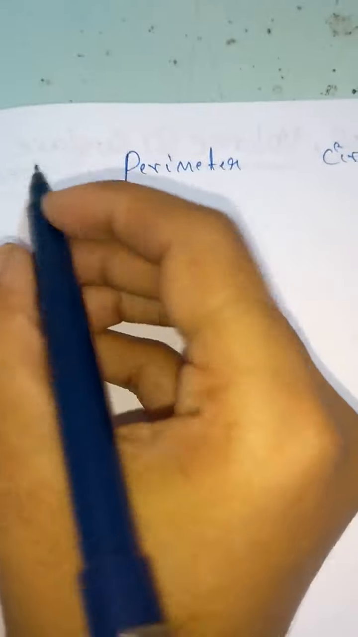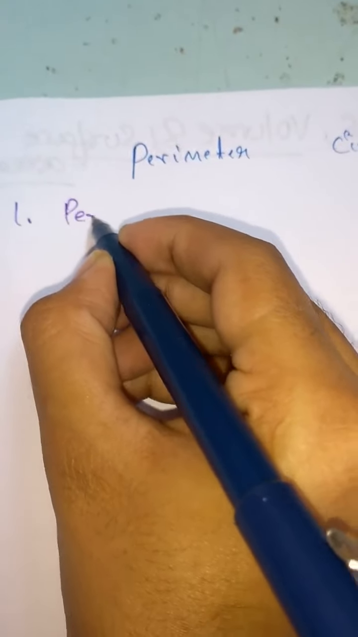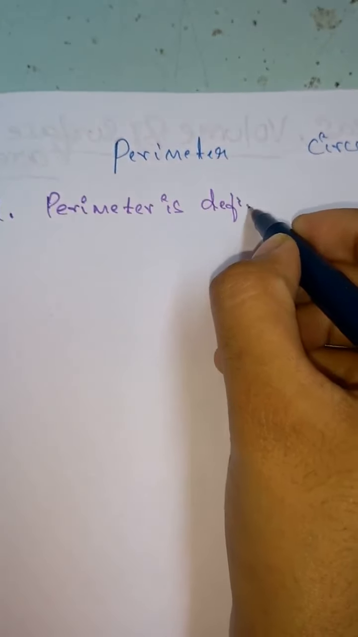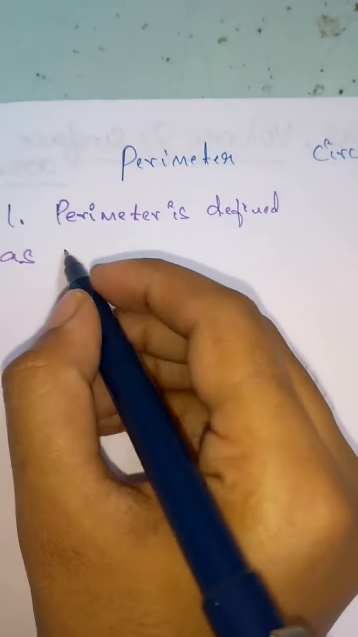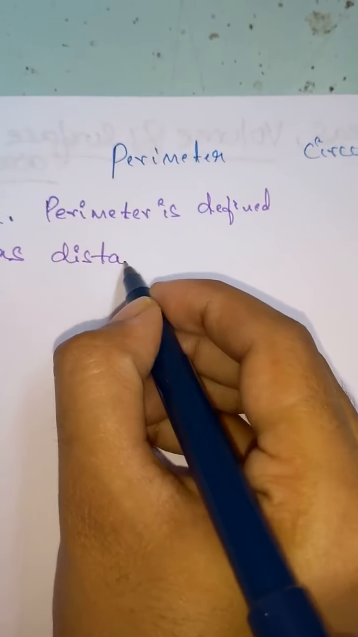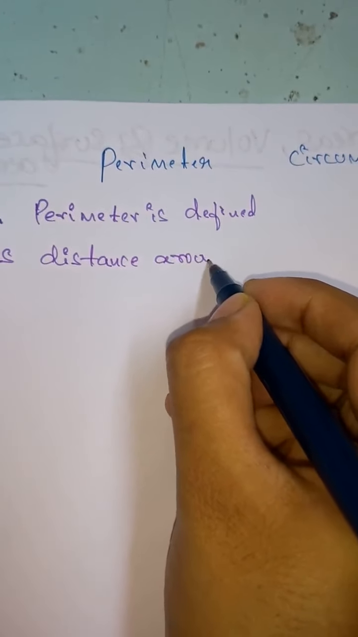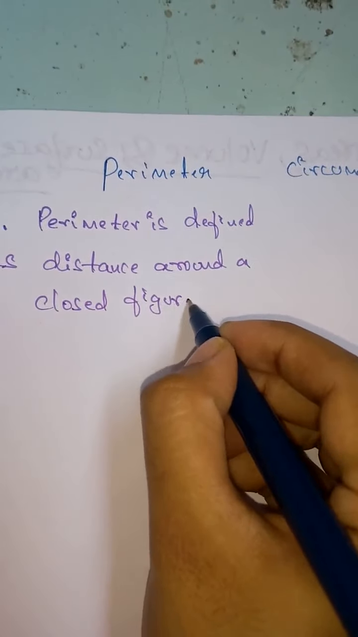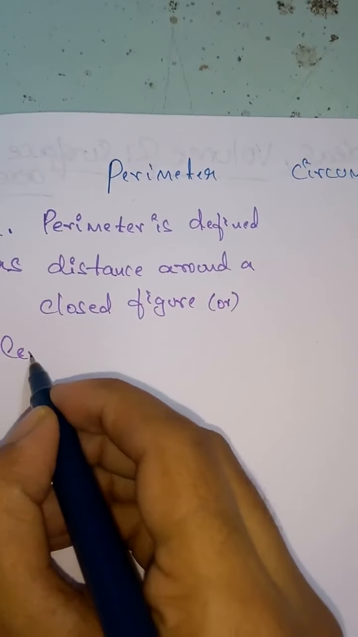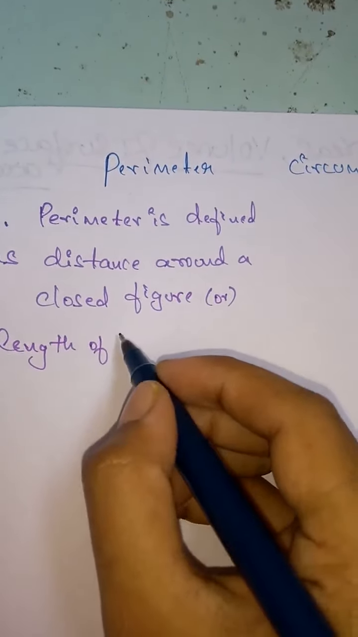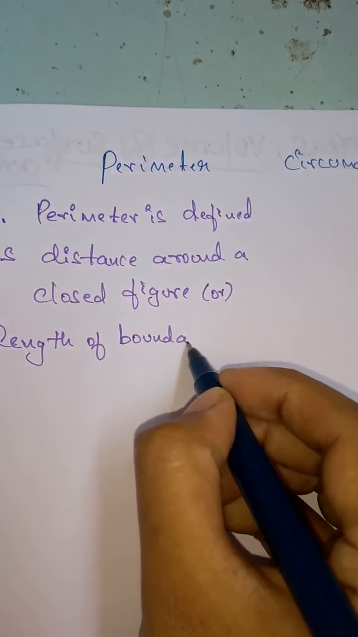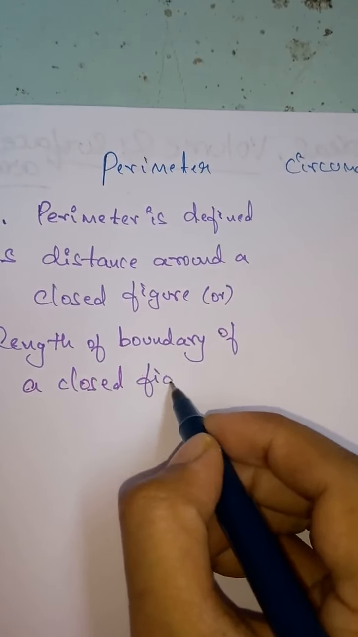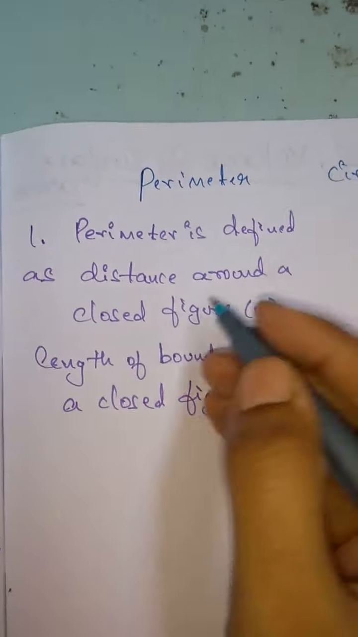Perimeter is defined as the distance around a closed figure, or the length of the boundary of a closed figure. So what do you understand by these lines?